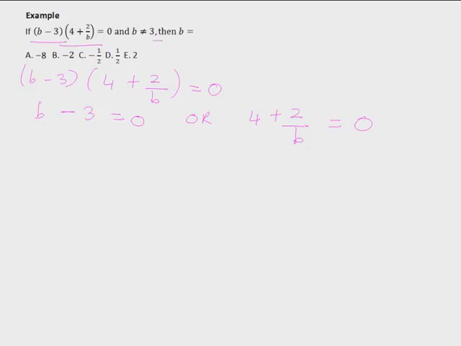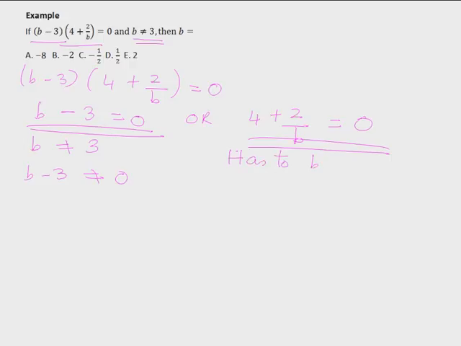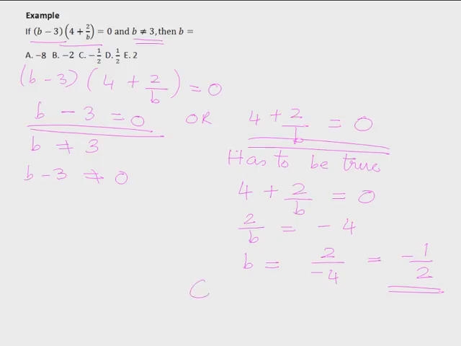However, they've told us that b is not equal to 3. So b minus 3 cannot equal 0. So this one is out. So it must be that this is 0. This has to be true. So 4 plus 2 by b must equal 0. So 2 by b must equal minus 4 and b must equal 2 divided by minus 4, which is minus half. So that's my solution. Answer is C.